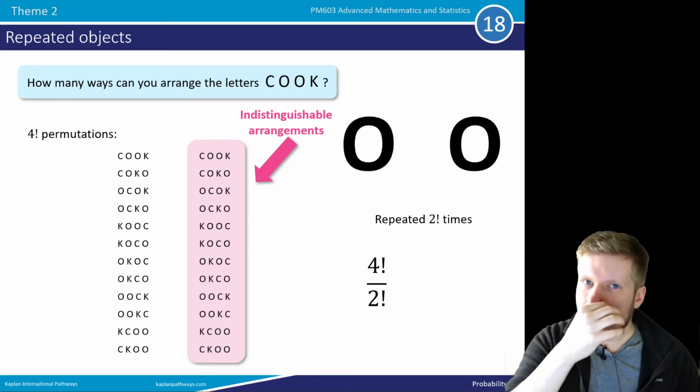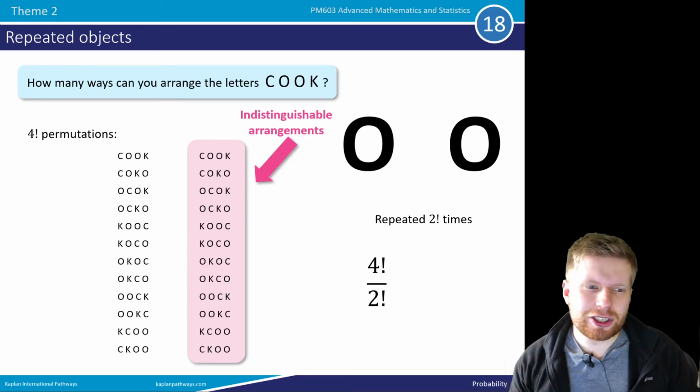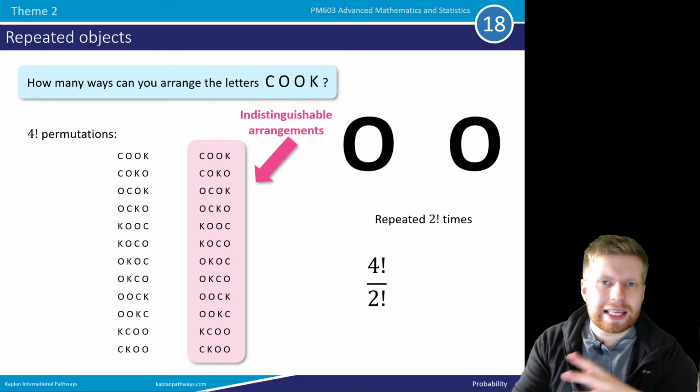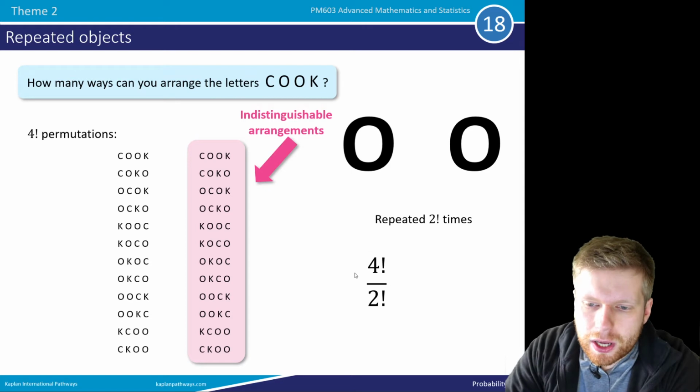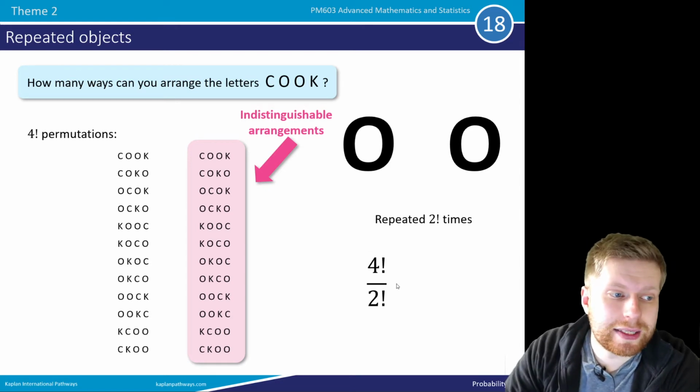If I want to remove something where I'm multiplying, surely I should just divide, right? Because divide is the opposite of multiplication. It's going to undo the multiplication. So if I want to remove something from a multiplication, I should divide it.